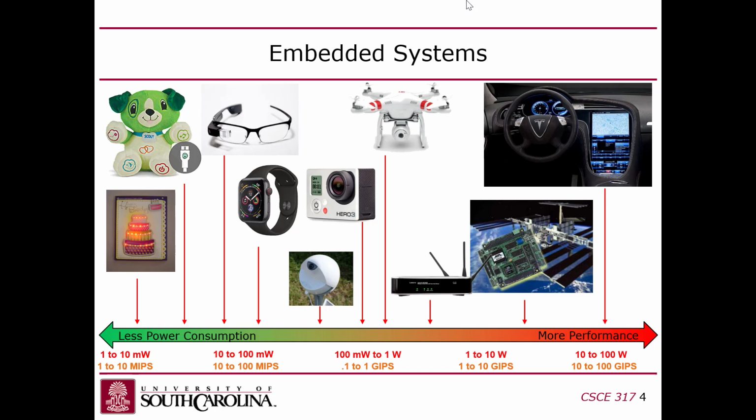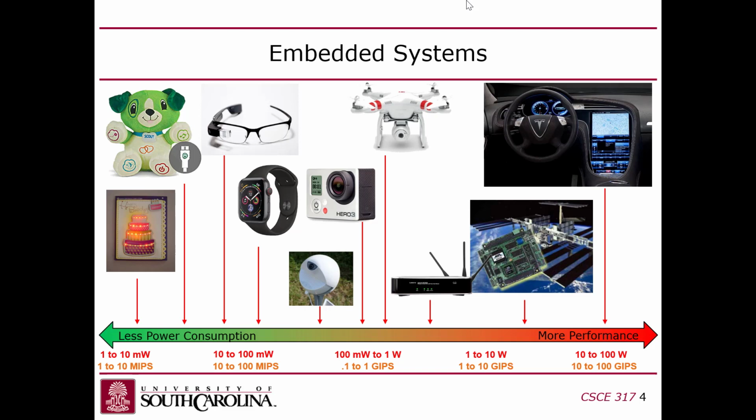But every embedded system and every embedded computer has to strike some kind of trade-off between power consumption and computational performance or throughput. So there's a desire to minimize the amount of power consumption required by a computer. But depending on how much performance you need, you're sort of locked in. So there's this spectrum: less power consumption, less performance, and more performance, more power consumption.